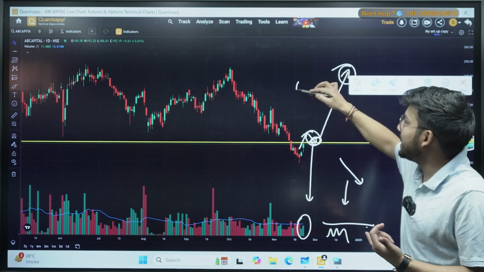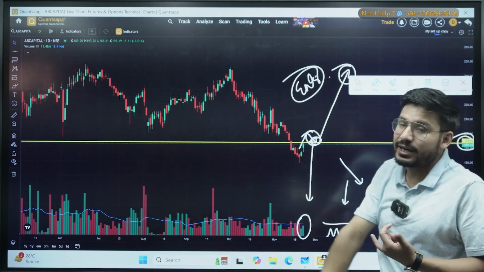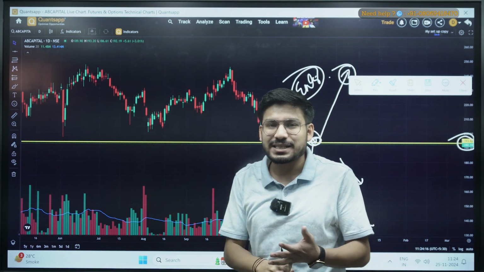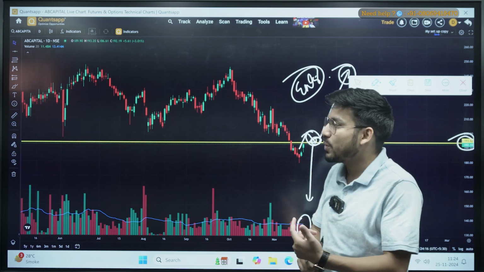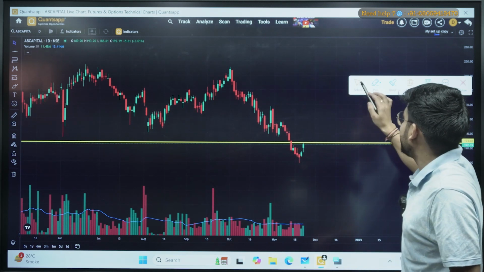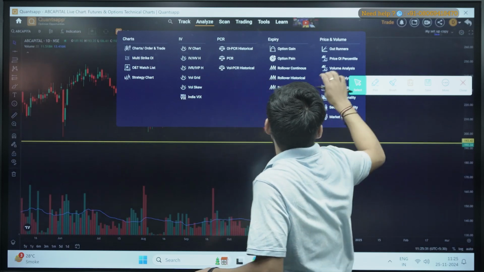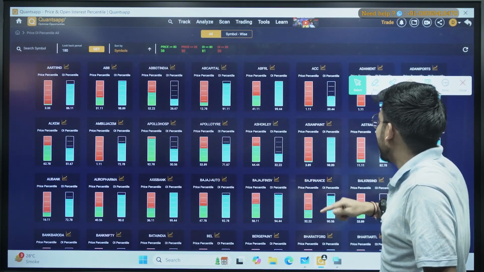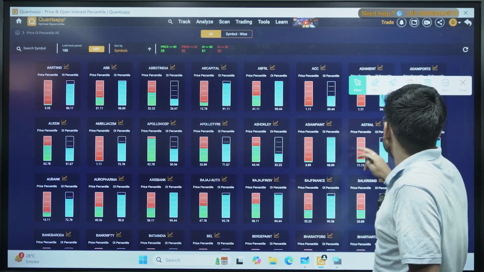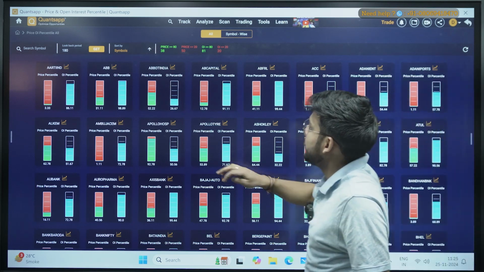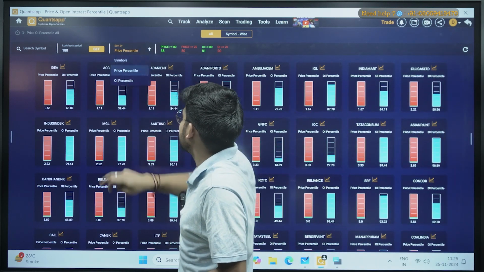So I will go and enter in this particular stock. I hope the concept is clear. Let's take another example and see how we can trade with it. Again we will follow the same procedure. We will go to the analyze section, in the price percentile, and now we will take another example. We took AB Capital here, but before that let's sort it out with the price percentile.